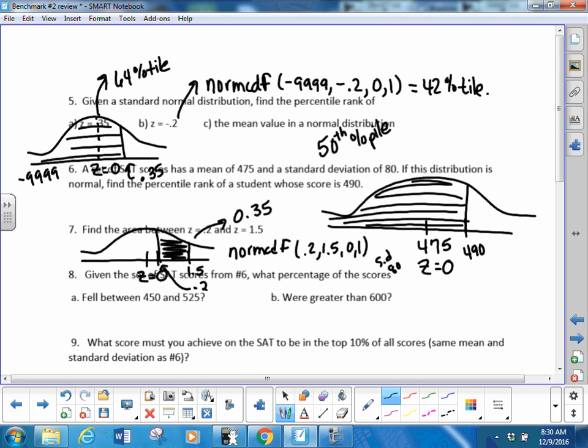Number 8, given the SAT scores from problem number 6, what percentage of scores fell between 450 and 525?